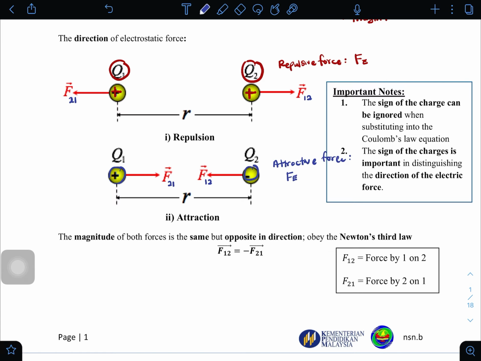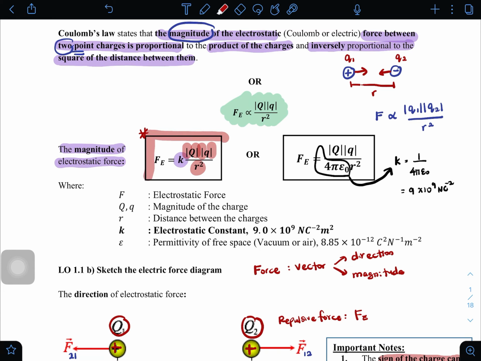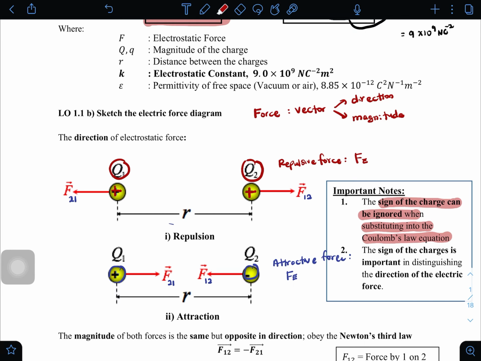The important note here is that the sign of the charge can be ignored when substituting into the Coulomb's law equation. Earlier I said that in this Coulomb's law equation there is a modulus, but we learned charge can be positive and negative. So we ignore the negative sign. We only put the positive value. The sign of the charge is important in distinguishing the direction of the electric force. So positive or negative is only important to make sure whether it attracts or repels. It is not important in the calculation.